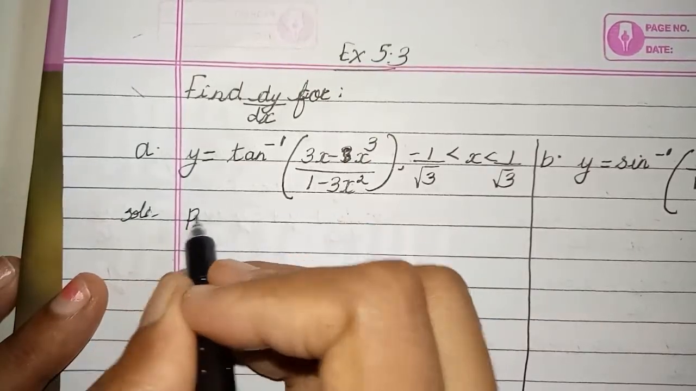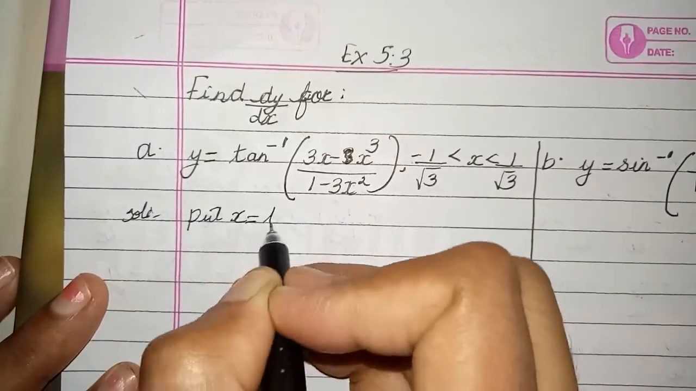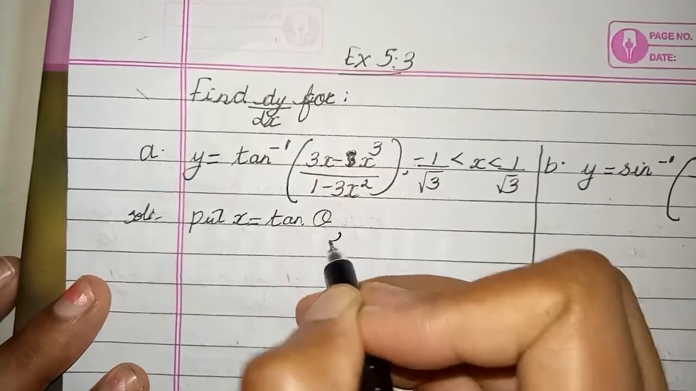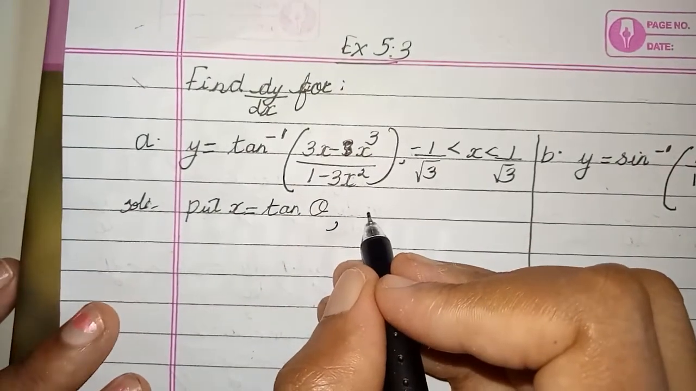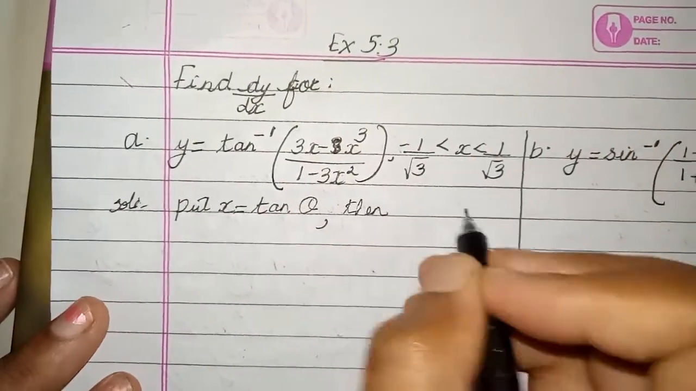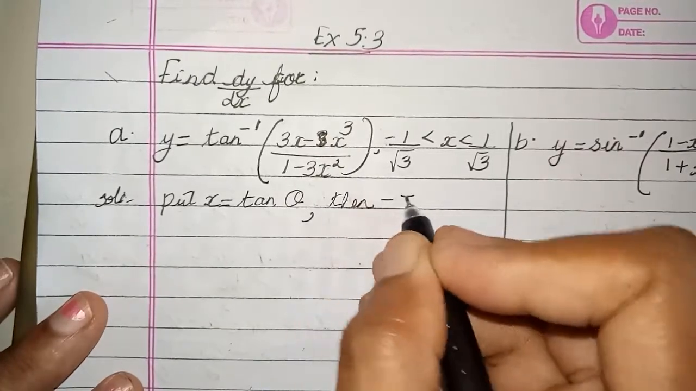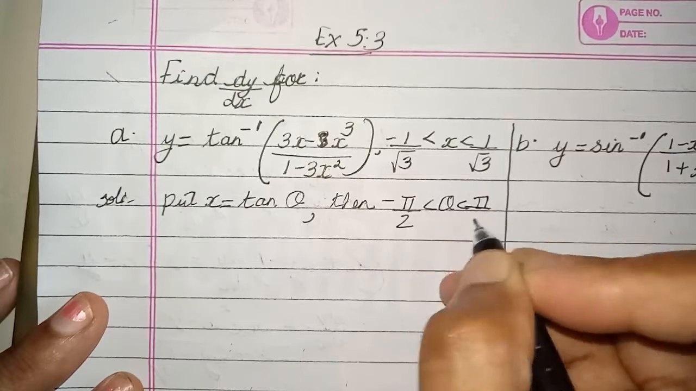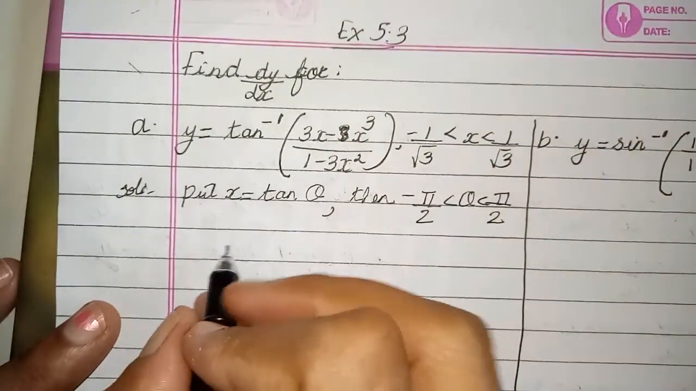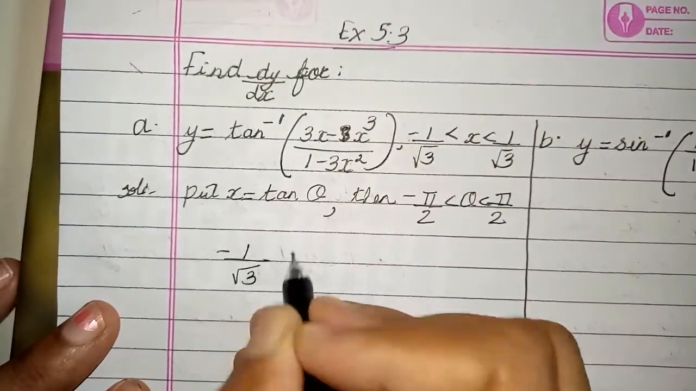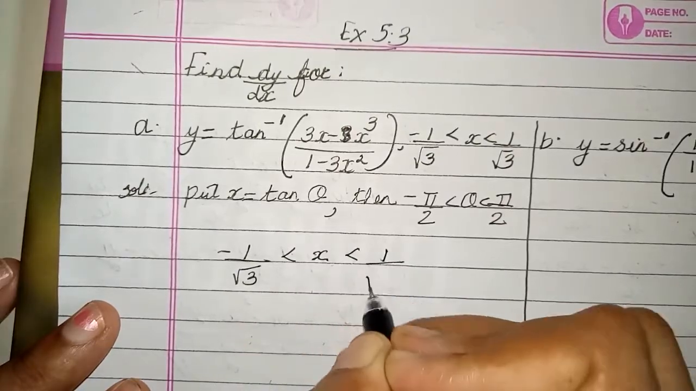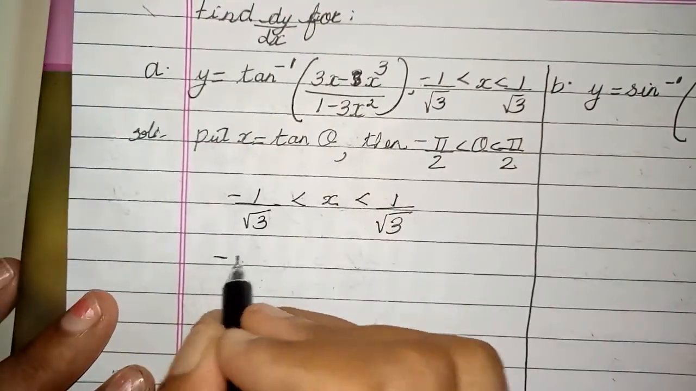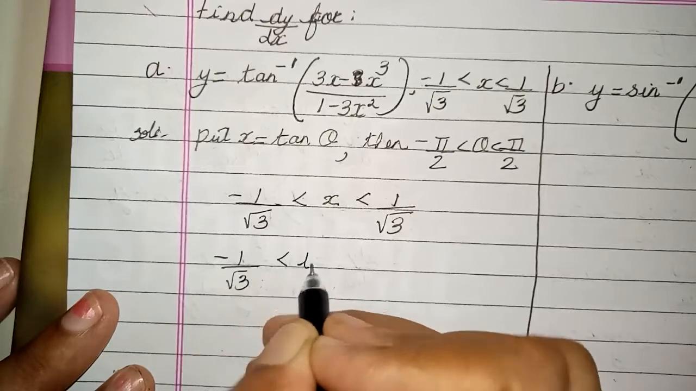So what I'm going to do is put x equal to tan theta. If x is tan theta, then you know, children, the range of theta should be between minus pi by 2 to pi by 2. This is by the definition of the tan function. For us, it is given that minus 1 by root 3 is less than x is less than 1 by root 3. So instead of x, I am going to put tan theta.